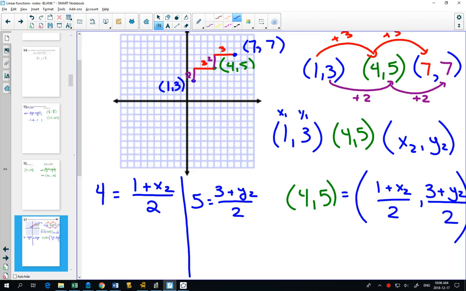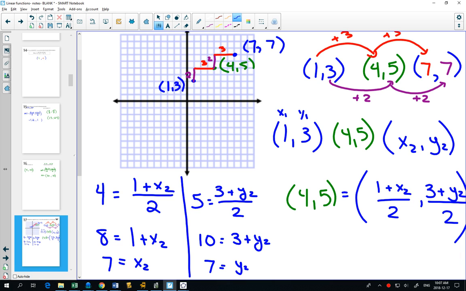And now you get to use your algebra skills from grade 9 to solve for x2 and y2. How do I get rid of this 2 on the bottom? Multiply both sides by 2. So I would get 8 equals 1 plus x2. And to get x2 by itself, 7. Yay. I mean, we already knew that. But now we're showing the algebra and the formula behind it. If I wanted to get y2 by itself, I'd multiply both sides by 2. Then subtract 3 on both sides. And it's 7 as well.